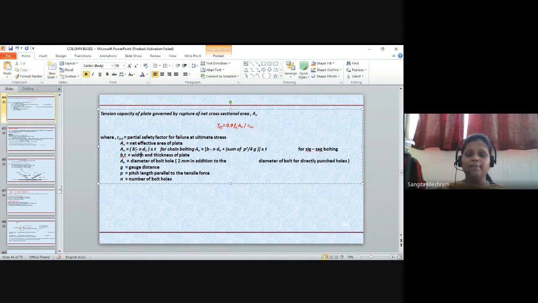We have to deduct the number of holes. What is given: B minus n DH. DH is nothing but the diameter of bolt hole. It may be denoted as D0 or DH, it is nothing but the diameter of bolt hole. Okay. So we have to deduct the number of holes. If three bolts are connected for that member, we deduct minus 3 into the diameter of hole, which is 18 suppose, into T. T is the thickness of plate. So this formula can be used to find out the net effective area of the plate. You can note down this.